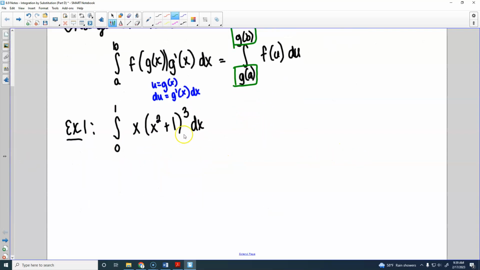So let's look at how this is going to work for this problem. I tried to pick ones that were a little bit more difficult. Well, actually, this one's not that bad. Maybe it was the next one. So we could see what was happening here. So u is going to be x squared plus 1. That would make du be 2x dx. So we've got this x right here that, when we combine it with this dx, we can just put a 2 right here on the inside, a 1/2 on the outside.